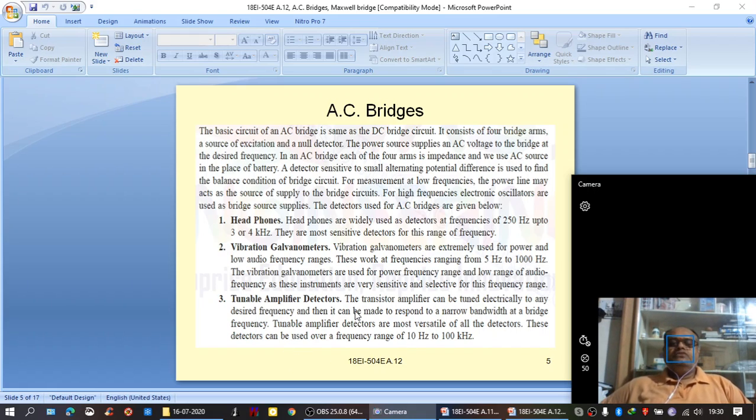And the third one, and the most important type of detector, is the tunable amplifier. A transistor amplifier can be tuned electrically to any desired frequency and then it can be made to respond to a narrow bandwidth at the bridge frequency. A tunable amplifier detects frequencies in the range of 10 Hz to 100 kilohertz.